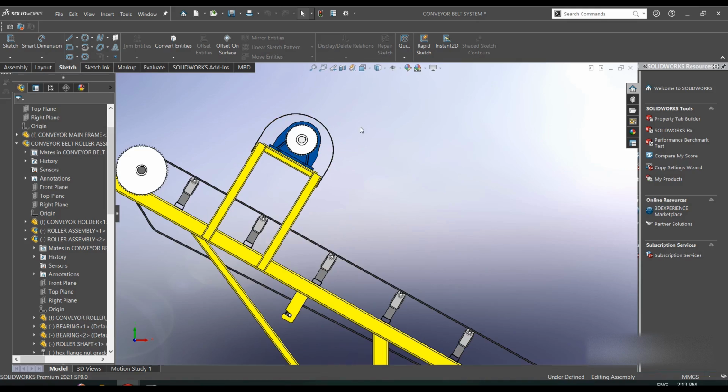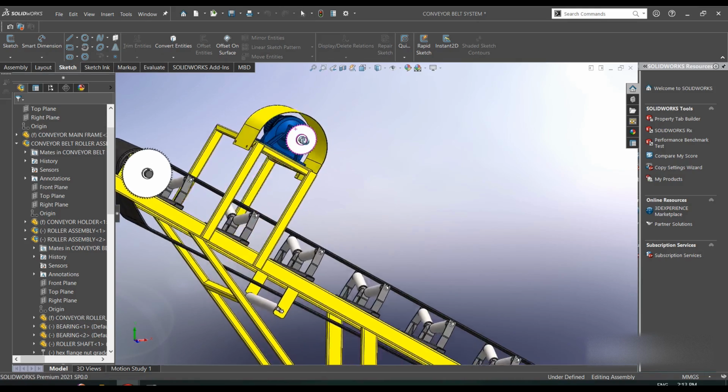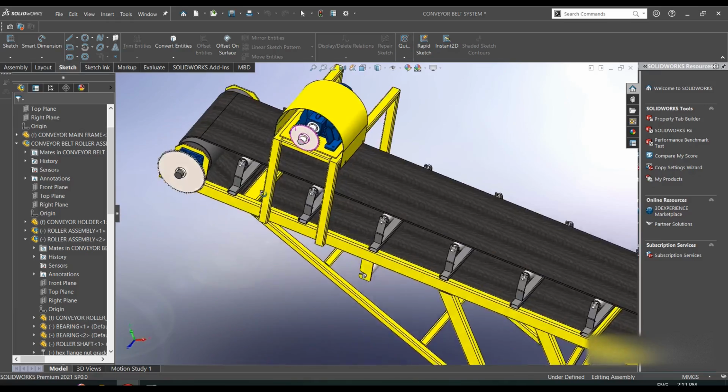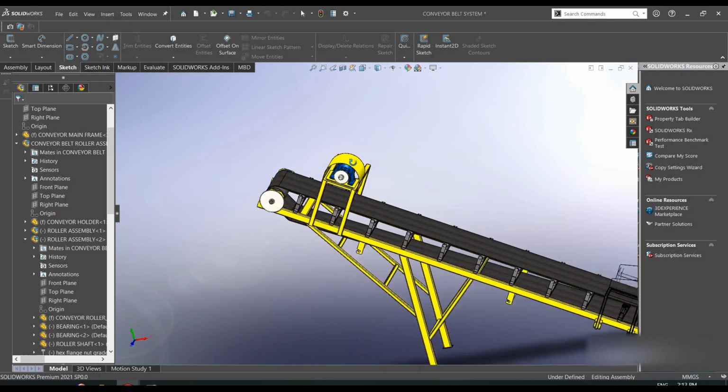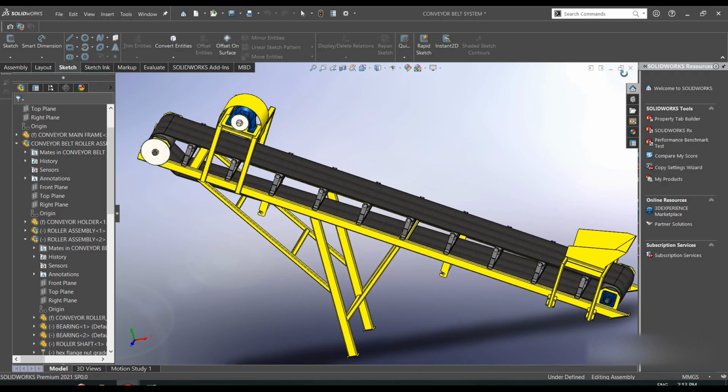Then the motor has a covering. Our motor here is covered just to protect it from things like water and other things. So yeah, this is our conveyor belt. I think that's done for that.